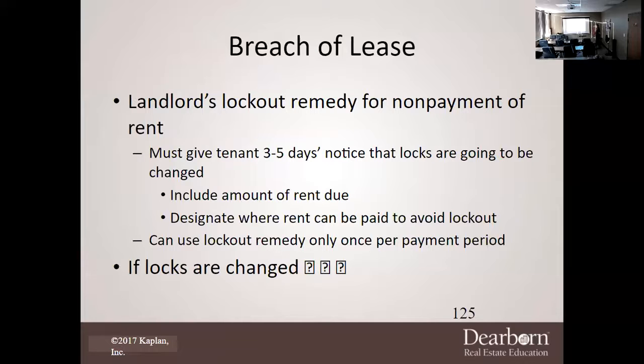A breach of contract, of course, like we said, a landlord's lockout remedy for non-payment of the rent. They must give the tenant 3 to 5 days notice that locks are going to be changed. They have to also state the amount that's due and designate where the rent can be paid to avoid that lockout. You can use the lockout remedy only once per payment period. So you can't keep changing it, if that makes sense, okay?